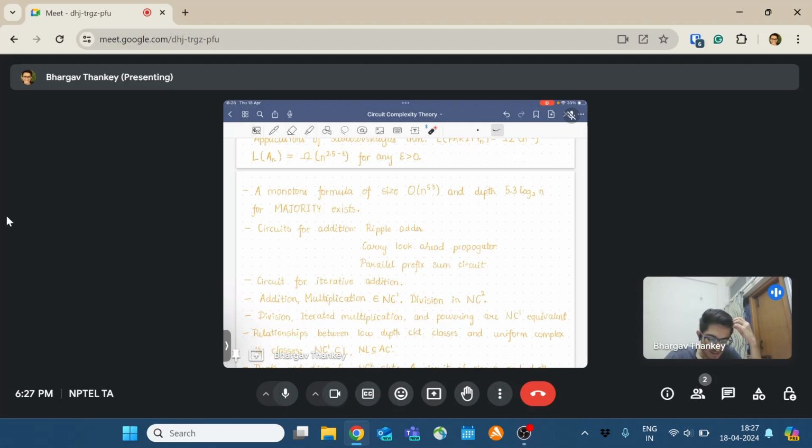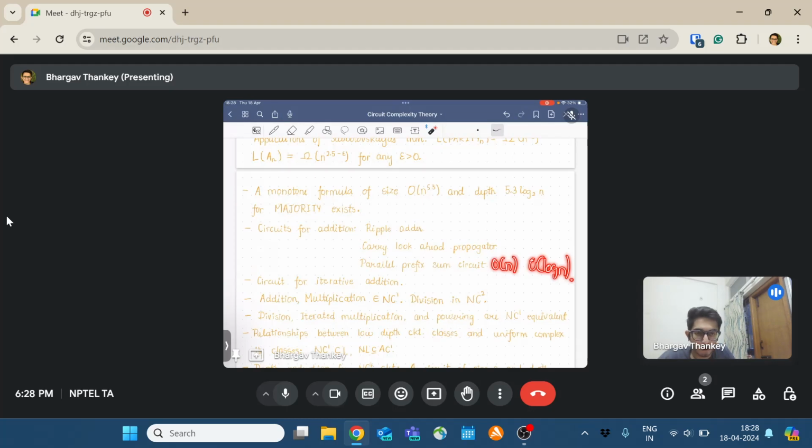Then we saw some more upper bounds for very basic arithmetic operations like addition, multiplication, and division. In particular, we saw three circuits for addition: the ripple adder, the carry look-ahead propagator, and the parallel prefix sum circuit. The ripple adder gave us a circuit with size n and depth n. Carry look-ahead gave us a circuit with size n squared, depth order log n. And the parallel prefix sum circuit gave us the best of both worlds: order n size and order log n depth.